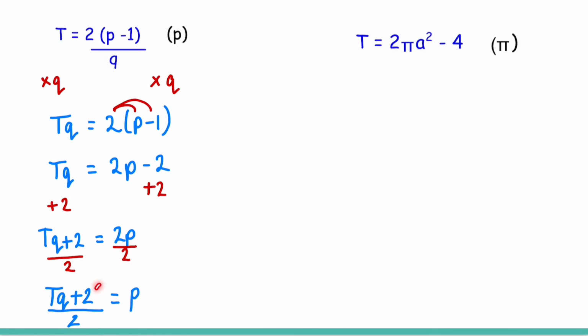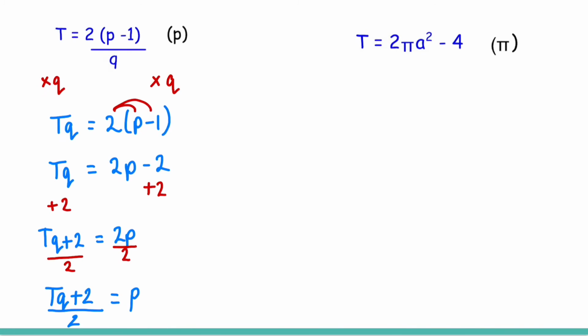Now you cannot cancel the 2's in this case. You have to be able to cancel it in every single term. And because this one we can't, we cannot cancel the 2's. So this is actually the final answer.